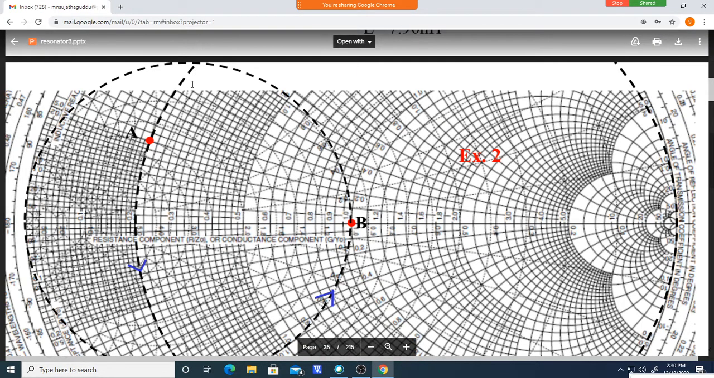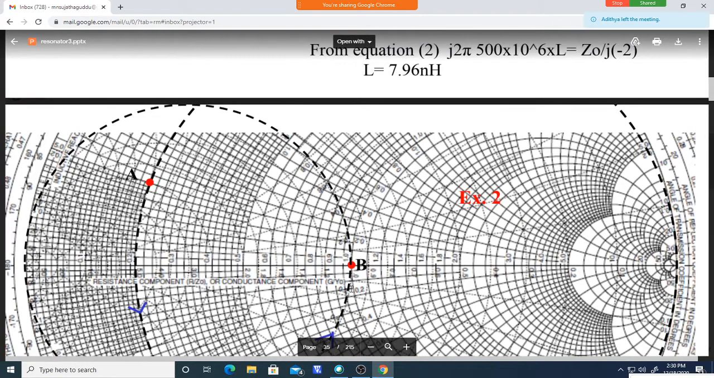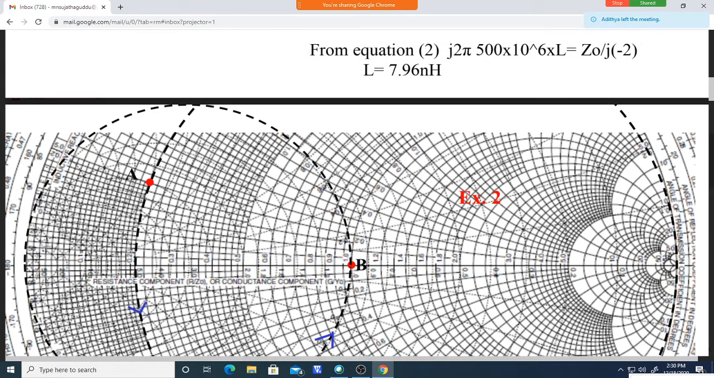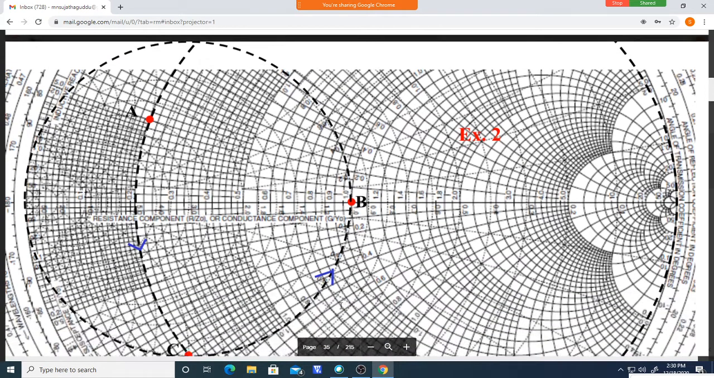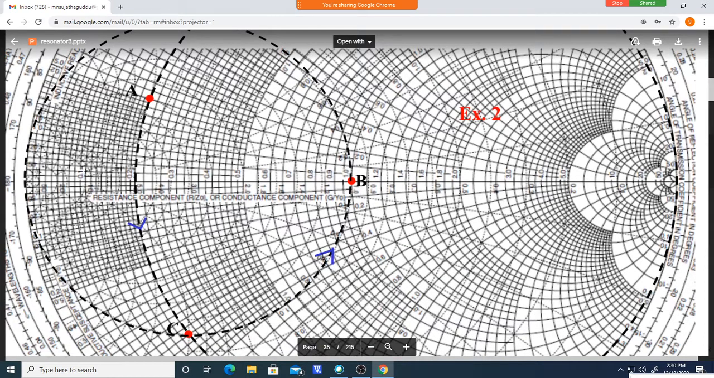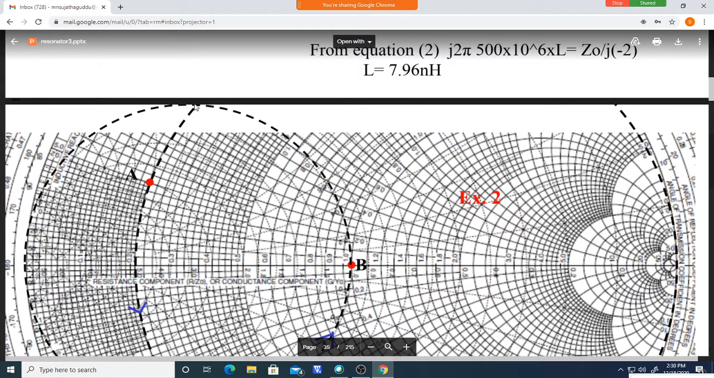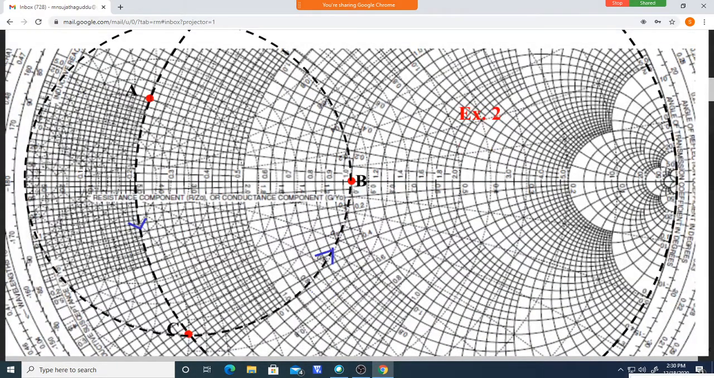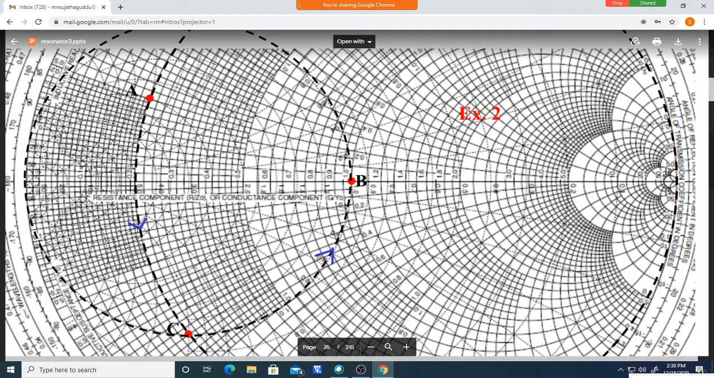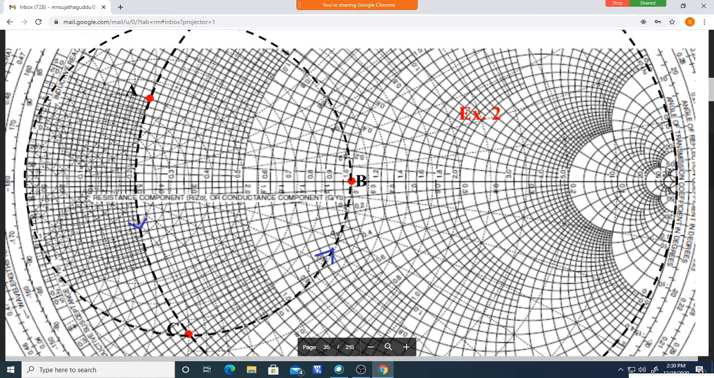If you move, you can reach the R is equal to one circle. You see, this is the G is equal to one circle, which I have shown here. From here, even if I go upward in the clockwise direction, I will reach the G is equal to one circle, or if I go in the anti-clockwise direction, I will reach the G is equal to one circle.